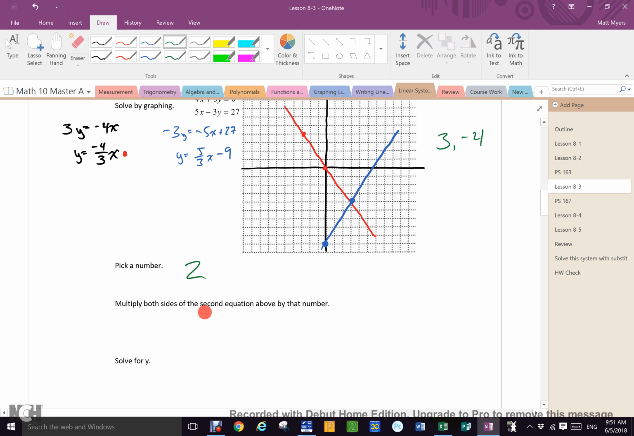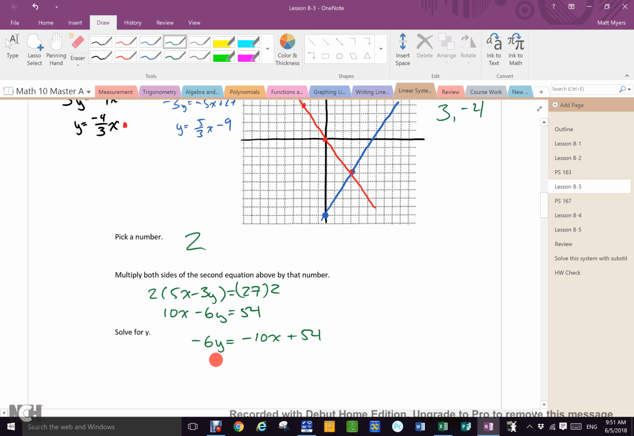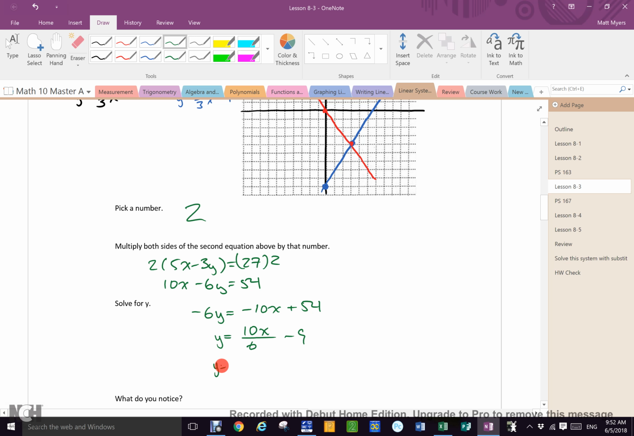Multiply both sides of the second equation by 2. 5x minus 3y equals 27 times 2, which is 10x minus 6y equals 54. Solve for y. Negative 6y equals negative 10x plus 54. Divide by 6. y equals 10x over 6 minus 9. 10 over 6 is the same as 5/3, so y equals 5/3 x minus 9.